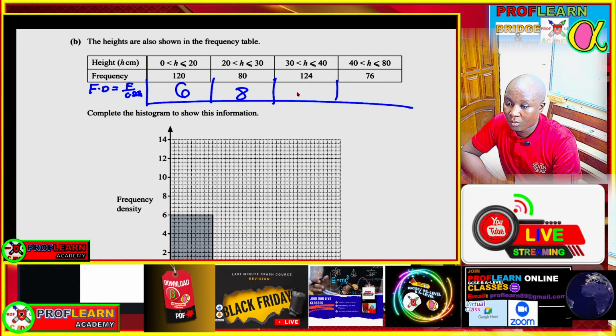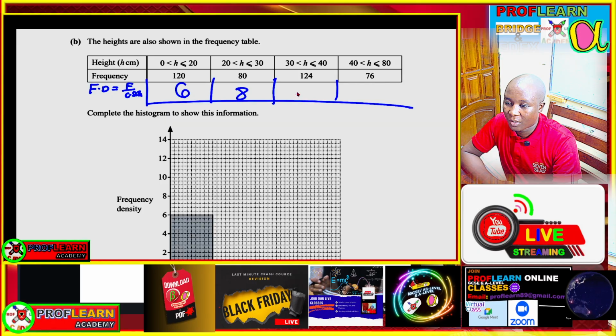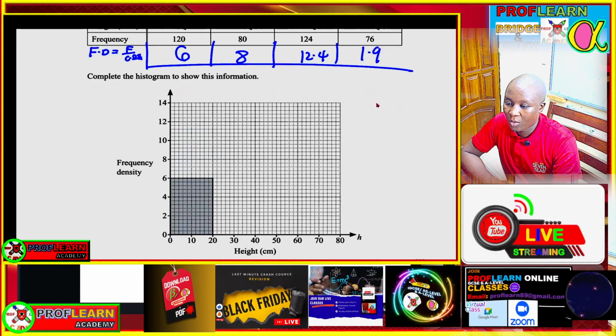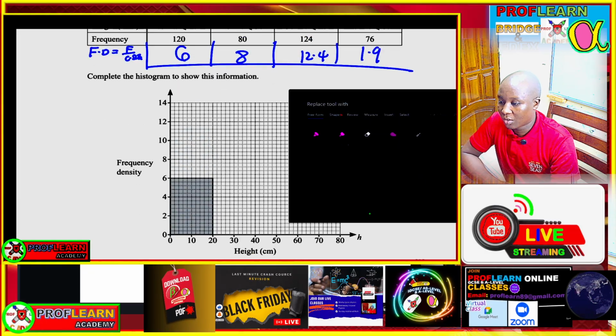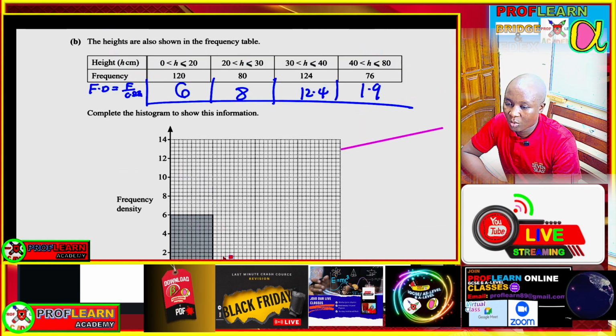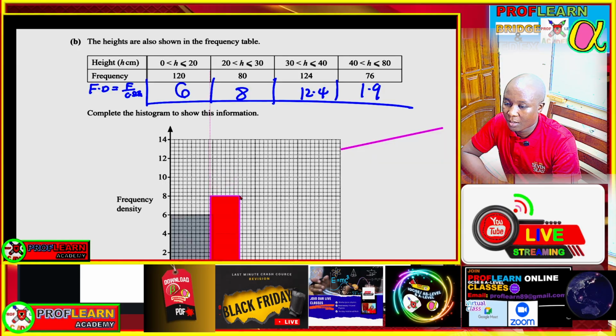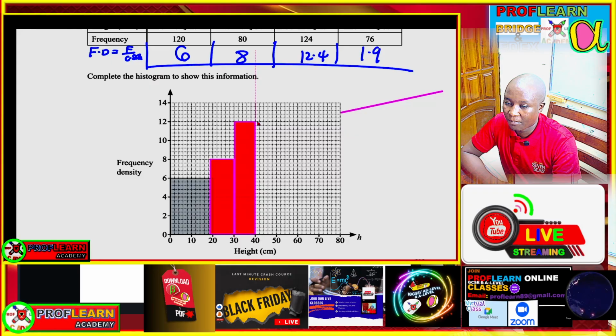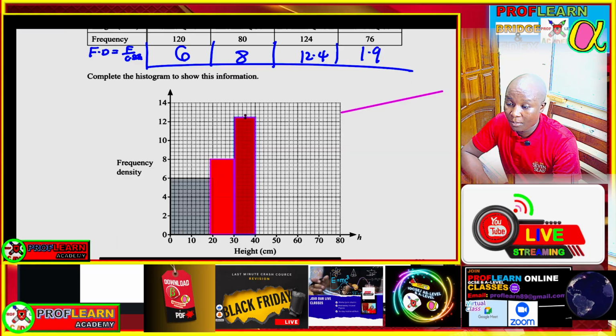Then 80 divided by 10 is going to be 8. Class size for 30 to 40 is 10, so that will be 12.4, and this is going to be 1.9. Then we're going to plot the values so that we can have our histogram. So you have to ensure that you are plotting those bars properly as per the value of the frequency densities, so that you can earn a mark.